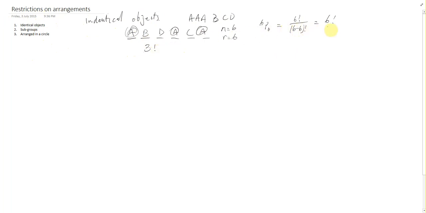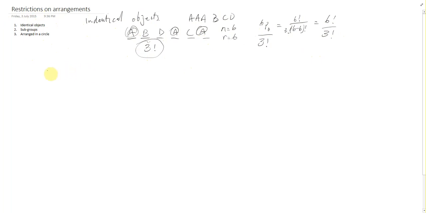So our 6 factorial options, that's more than what we should have, because we've forgotten about the ways we could swap our A's around. So we need to divide by 3 factorial. So the answer is actually 6p6 divided by 3 factorial, where the 3 factorial is the number of identical objects.